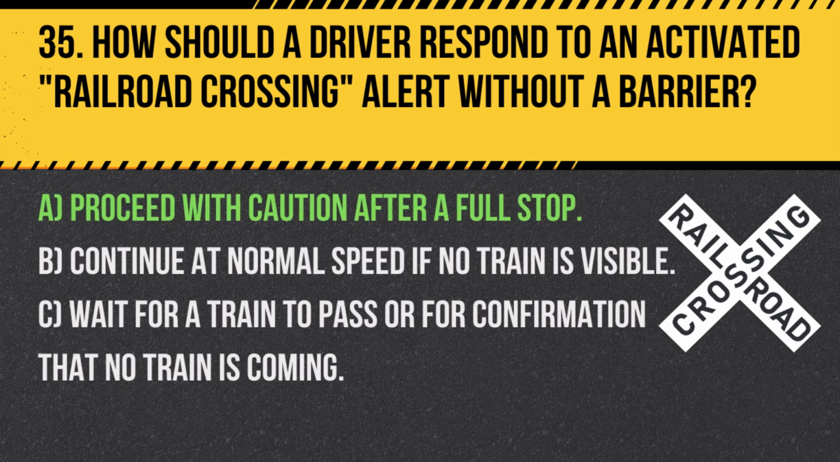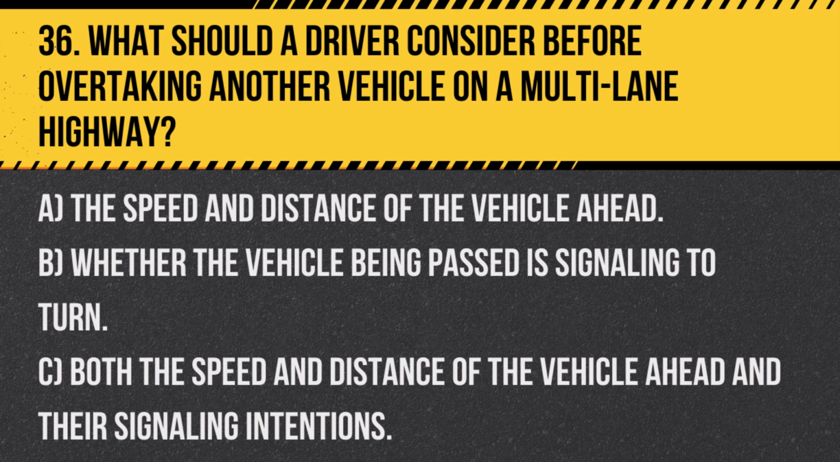Answer. A. Proceed with caution after a full stop. Always stop and only proceed when sure it is safe to do so. Question 36. What should a driver consider before overtaking another vehicle on a multi-lane highway? A. The speed and distance of the vehicle ahead. B. Whether the vehicle being passed is signaling to turn. C. Both the speed and distance of the vehicle ahead and their signaling intentions.